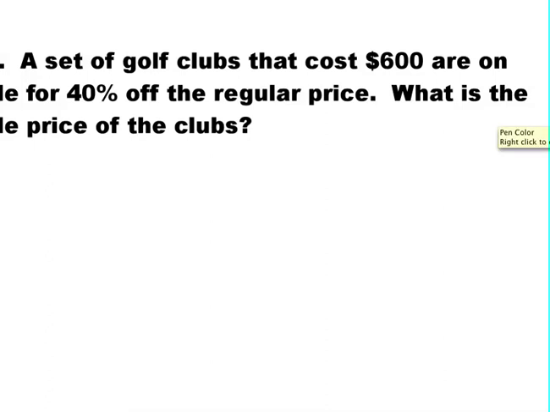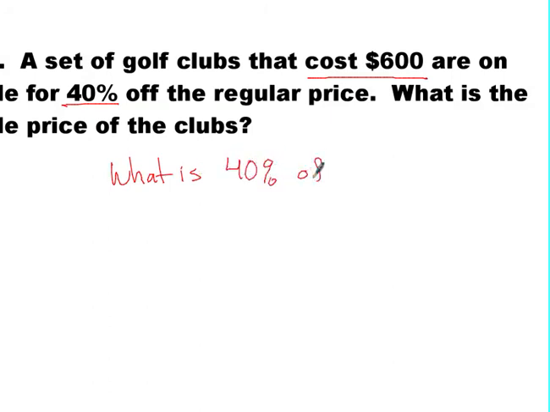Let's take a look at number 13 and talk about these golf clubs. Number 13, a set of golf clubs that cost $600 are on sale for 40% off the regular price. What is the sale price of the clubs? So we want to write a sentence. What is 40% of $600?